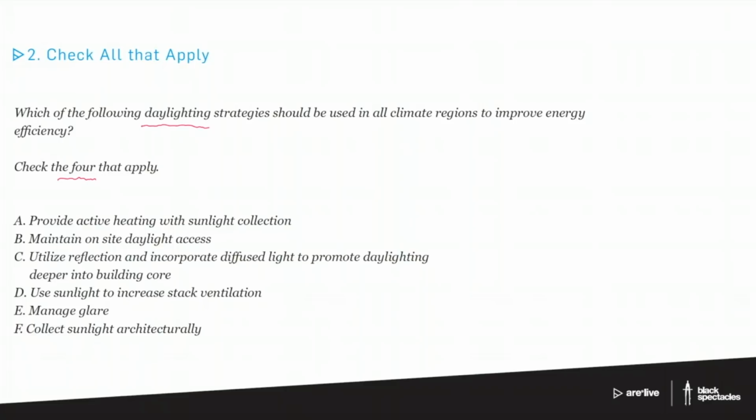Now let's look at the answers. A says provide active heating with sunlight collection. While they say sunlight in here, I'm wondering what they mean by active heating. So that's kind of on my wishy-washy list right now. Okay. B says maintain on-site daylight access. That makes sense. We just said how we would plan to use that. C says utilize reflection and incorporate diffuse light. Yes, that makes sense. D says use sunlight to increase stack ventilation. Now here's that little distractor you were talking about before. They're throwing sunlight into it, but what does stack ventilation have to do with daylighting? So again, a little iffy to me.